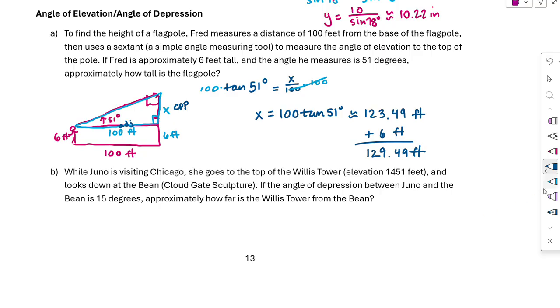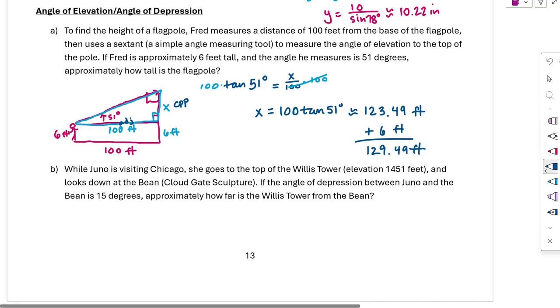Okay, and then finally, angle of depression. So angle of depression can trick people a bit. So definitely take note of how this one is set up.